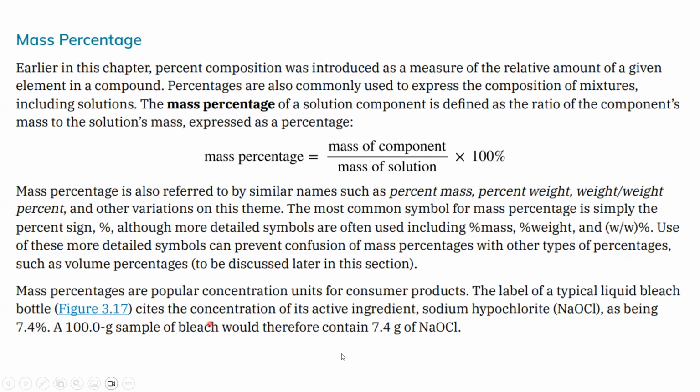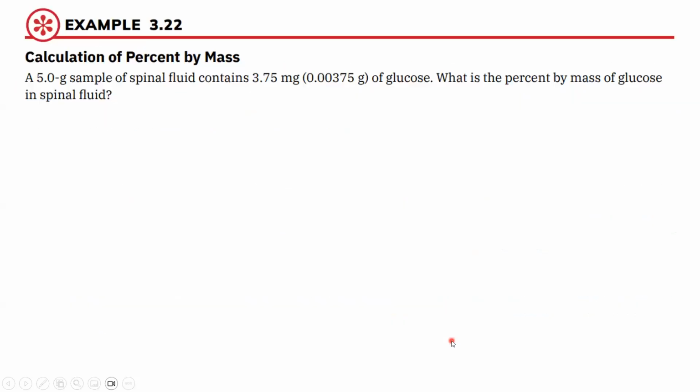And one common example of this is just going to be bleach. So the active ingredient in bleach, sodium hypochlorite, NaOCl. The solution of bleach is going to be 7.4% sodium hypochlorite. So if we had 100 grams of that bleach solution, 7.4 grams of that solution would be the sodium hypochlorite. So with this one, a 5-gram sample of spinal fluid contains 3.75 milligrams of glucose. What is the percent by mass of glucose in the spinal fluid?